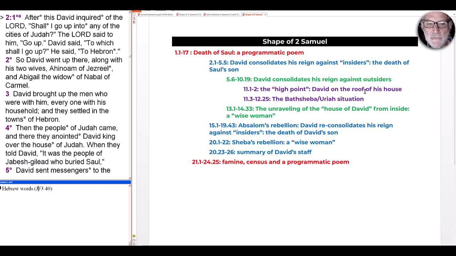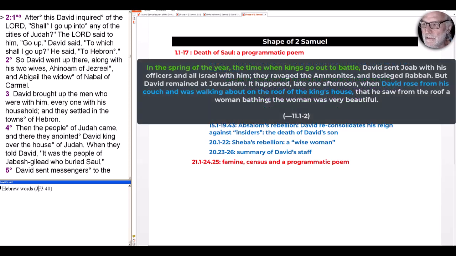And that's where we reach the literal high point of the story, and it's worth listening to these 2 verses from chapter 11 that I've noted as a high point here. In the spring of the year, the time when kings go out to battle, David sent Joab with his officers and all Israel with him. They ravaged the Ammonites and besieged Rabbah, but David remained at Jerusalem.